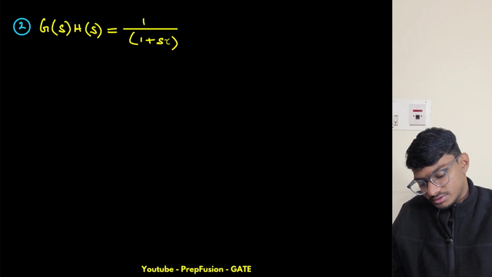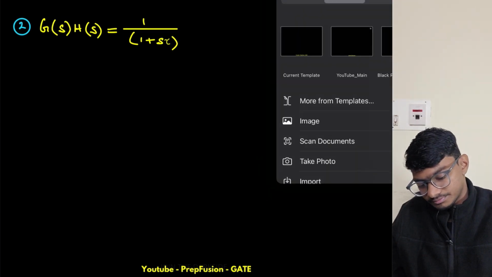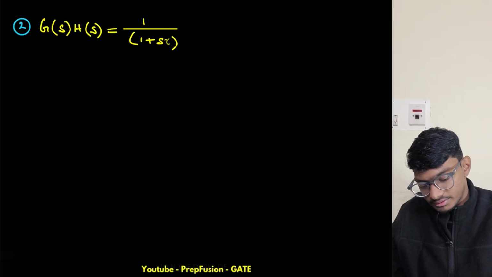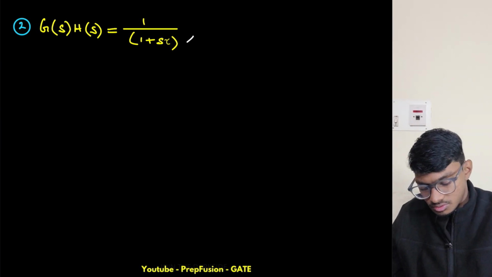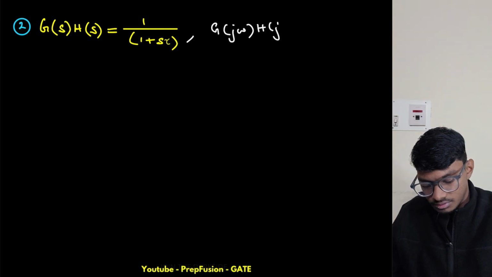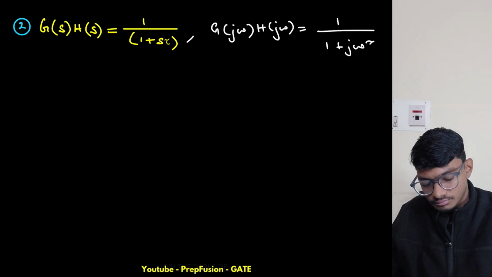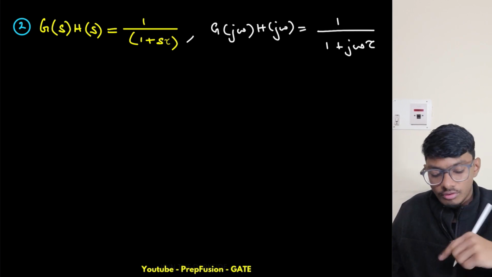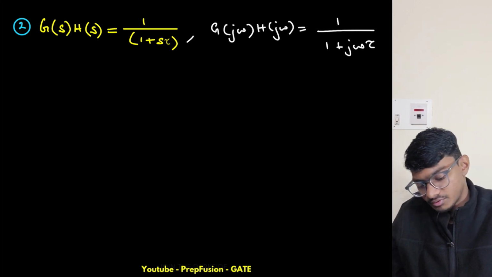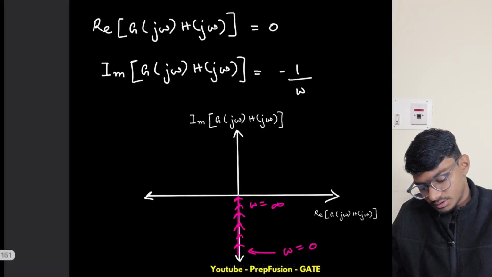So I have this transfer function, or OLTF basically. Let me take another page. If I have this OLTF, then again I put s equals j omega. So this is g of j omega, h of j omega, with 1 plus j omega tau in the denominator. Now what is the magnitude? I won't do it like that, I will do it with method 1 itself. Okay, let me copy this one.